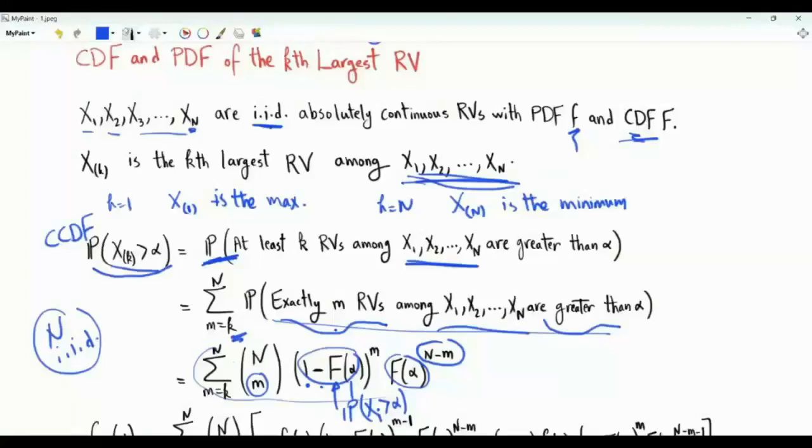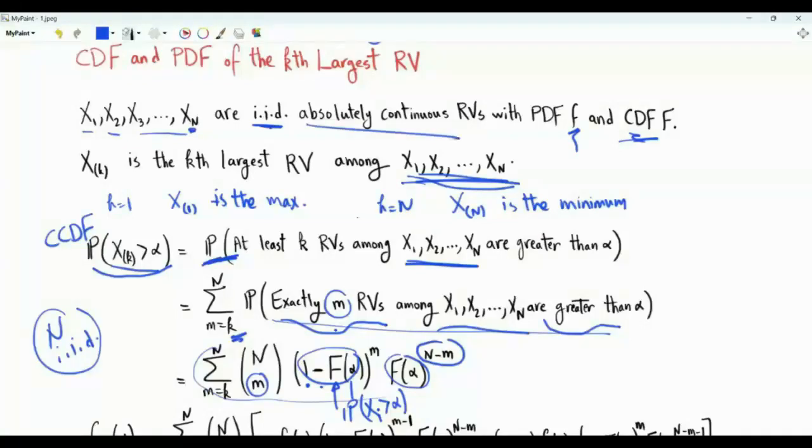Now this probability is n choose m. We are choosing m random variables from those n i.i.d. random variables, and then we need small m of them to be greater than alpha. So we have the complementary CDF raised to the power small m, and then the CDF raised to the power n minus m.